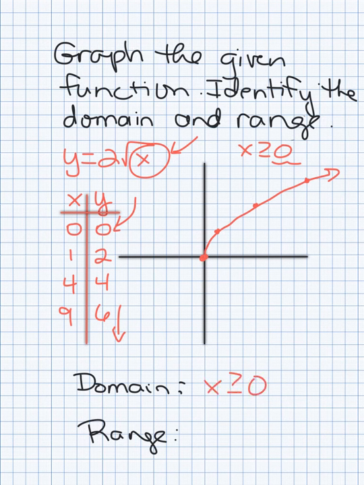My range, I'm going to look at my table. I start at 0 and my numbers just get greater, so they're never going to go below 0. And you also can tell that from my graph. My y axis goes up and down, so I notice that I'm starting at 0 and they're getting higher. So y is also greater than or equal to 0 for my range.